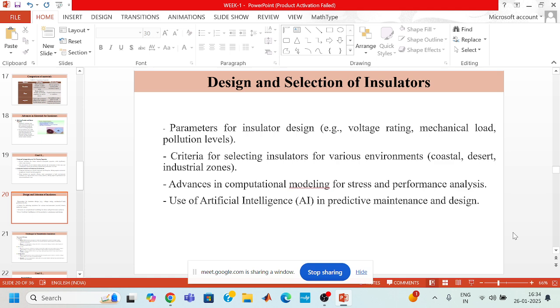Next is advances in computational modeling for stress and performance analysis. We see how insulators perform under extreme stress conditions, and we use AI techniques in predictive maintenance and for design purposes.